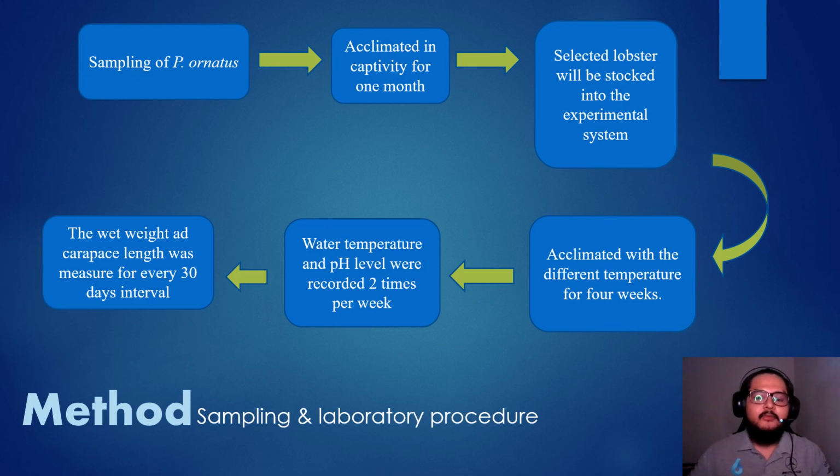Next is the method for sampling and laboratory procedure. The sampling of P. ornatus will be conducted at Darvel Bay and will be picked by scuba diving. After that, we will acclimate them in captivity for 1 month. Next, selected lobsters will be stocked into the experiment system, and there they will be acclimated for another 4 weeks to the new temperature that we have designed. The water temperature and pH level were recorded 2 times per week. The wet weight and carapace length were measured at every 30 day interval. This experiment took 121 days to be completed.